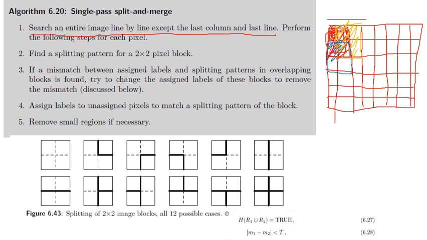So how do we go for region splitting and region merging? We assign labels to the unassigned pixels to match a splitting pattern of the block, and remove small regions if necessary. When we saw this 2 cross 2, there are different possibilities like this. Let us see all the 12 possible cases. You can have a split like this where all the 4 regions are the same, having the same label.